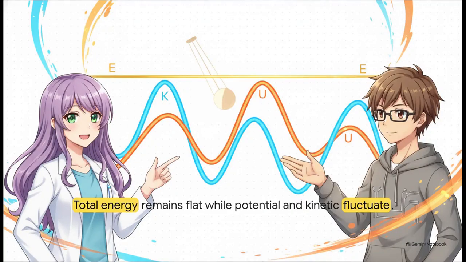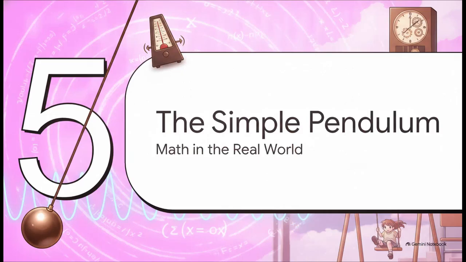Now, what's really mind-blowing is how perfectly these forces balance each other out. If you look at the curve for potential energy, marked U, and the curve for kinetic energy, marked K, you see them intersecting. They're constantly fluctuating, kind of like a seesaw. But look at that top line representing total mechanical energy, marked E. It remains a completely flat, unchanging horizontal line. The energy is simply changing forms. The total amount never ever changes. It's perfectly conserved. And our final stop, Section 5, the simple pendulum, math in the real world.